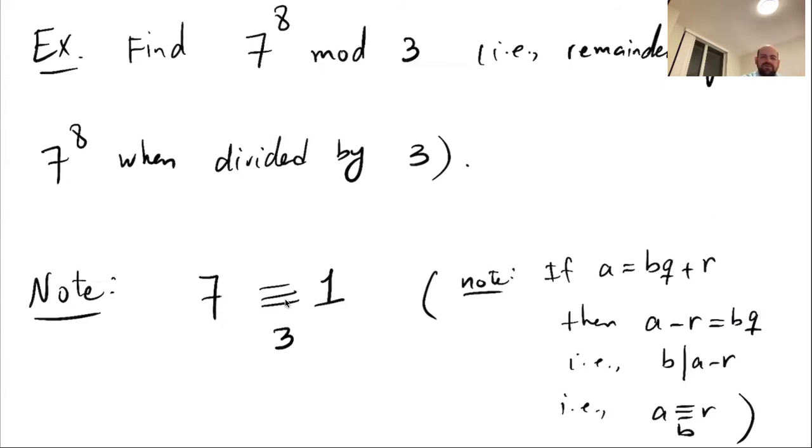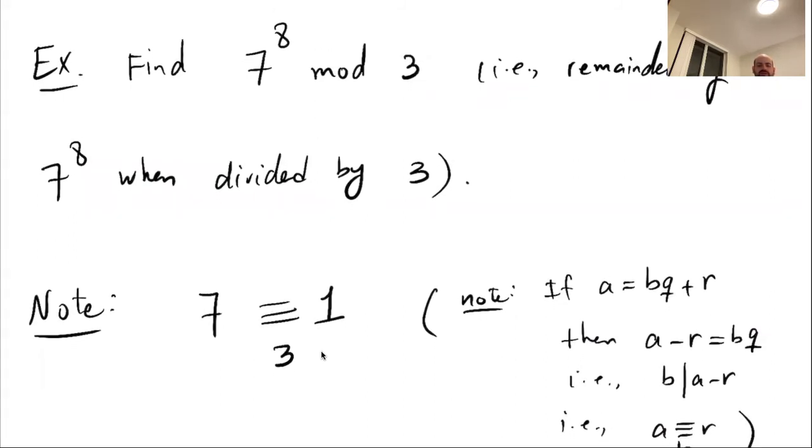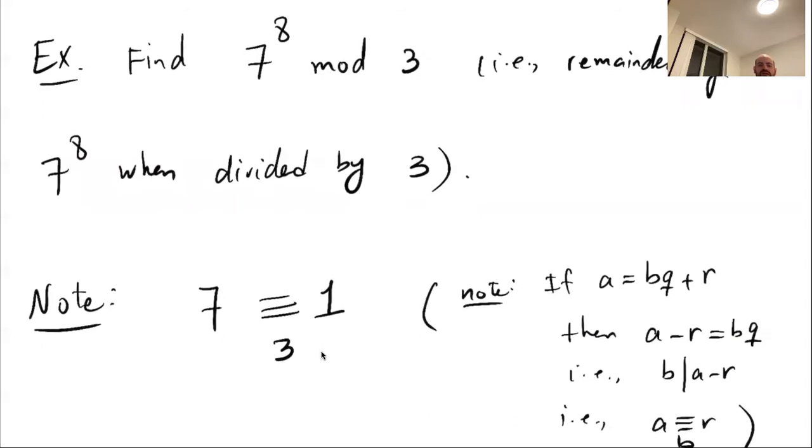In this case, 7 is congruent to 1. Okay, now what do we need? We need 7 to the power 8. Look at the question again. The question talks about 7 to the power 8, the remainder of 7 to the power 8 when divided by 3. And I have 7 right now. How can I get 7 to the power 8?